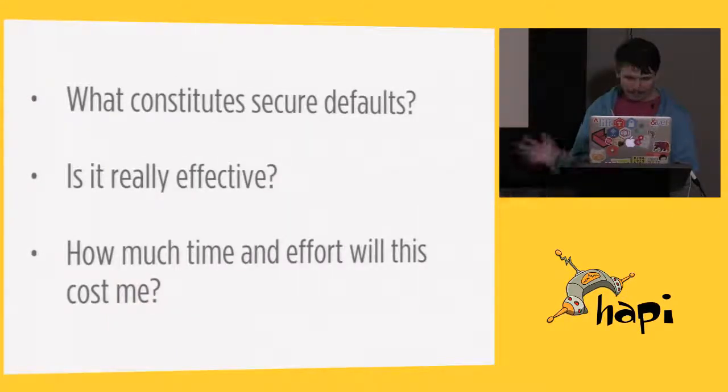So given the lack of a developer-friendly API in most security tools, they're kind of a pain to work with. Even if you do security, they're terrible. I'm sure you're thinking, what constitutes these secure defaults that you're talking about? Is Bizarrolout really effective? And most importantly, how much time and effort is this going to cost me to actually use?